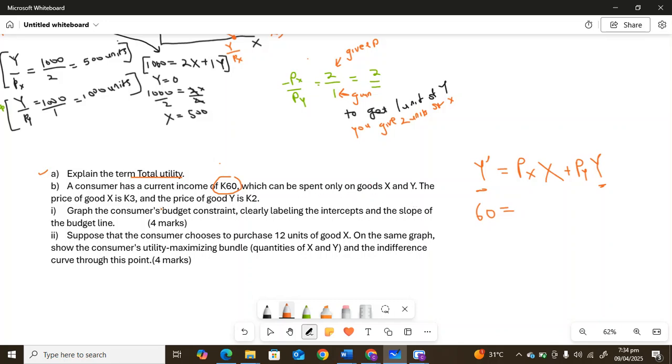The price of good X is 3 kwacha. So Px, replace it with 3, it becomes 3x, plus the price of good Y is 2 kwacha. So this is our budget constraint equation. Any questions before I move further?